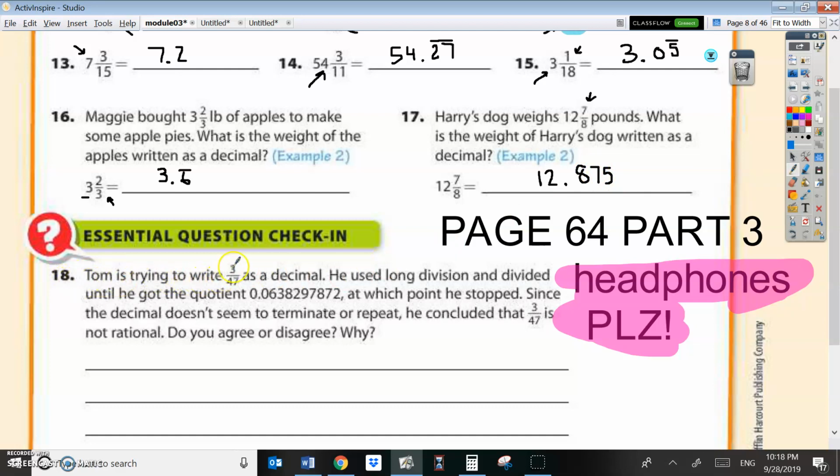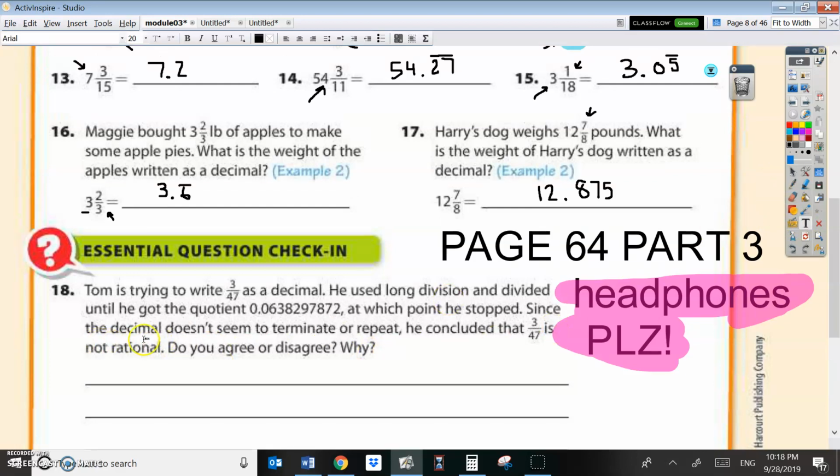Tom is trying to write 3 over 47 as a decimal. Use long division and divided until he got the quotient, that ugly thing, at which point he stopped. Since the decimal doesn't seem to terminate or repeat, he concluded that 3 over 47 is not rational. Do you agree or disagree? We disagree.